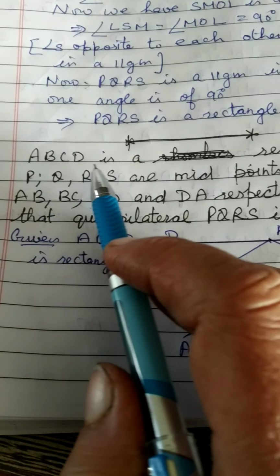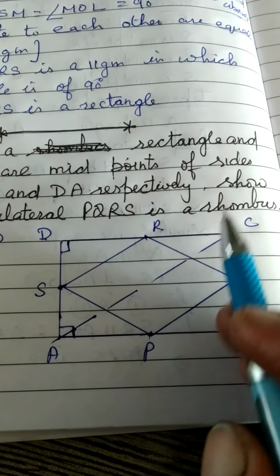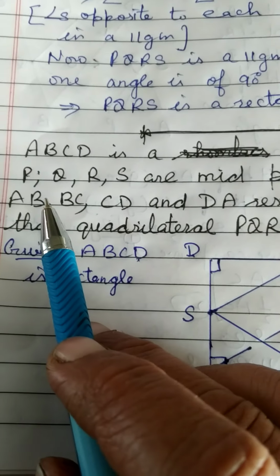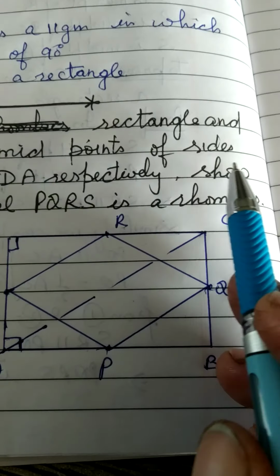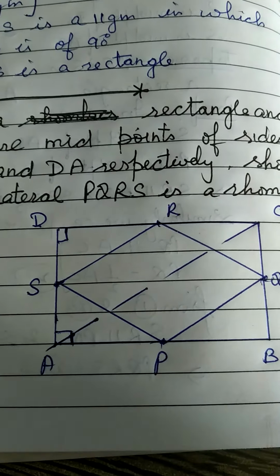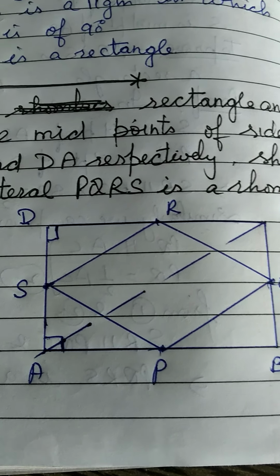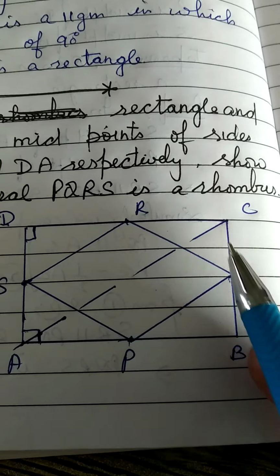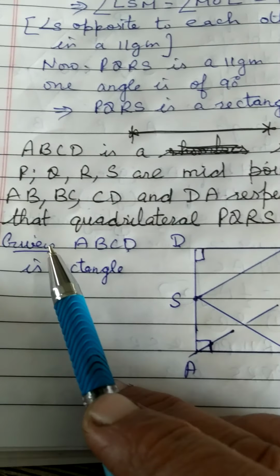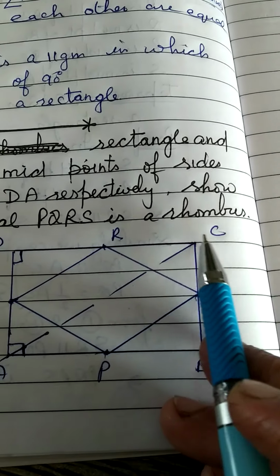Question number 3. ABCD is a rectangle. P, Q, R, S are midpoints of sides AB, BC, CD, DA respectively. P is midpoint of AB, Q is midpoint of BC, R is midpoint of CD. Show that quadrilateral PQRS is a rhombus.